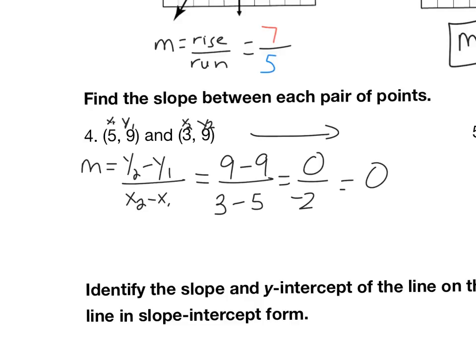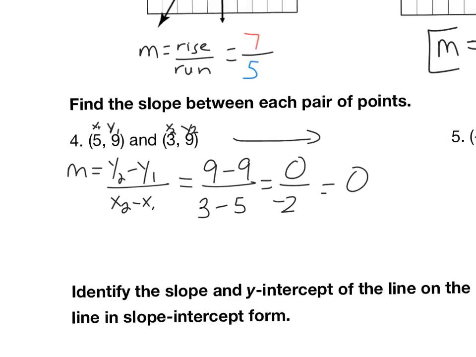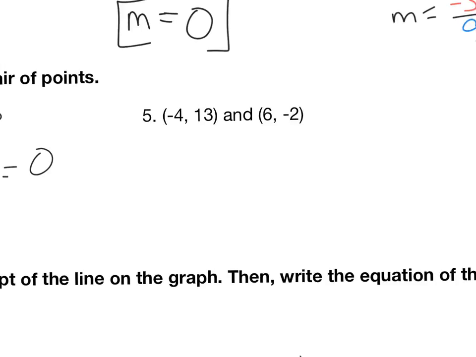Okay. Let me get rid of that. Let's go to the next one. So again, label x1, y1, x2, y2, and then use that slope formula.